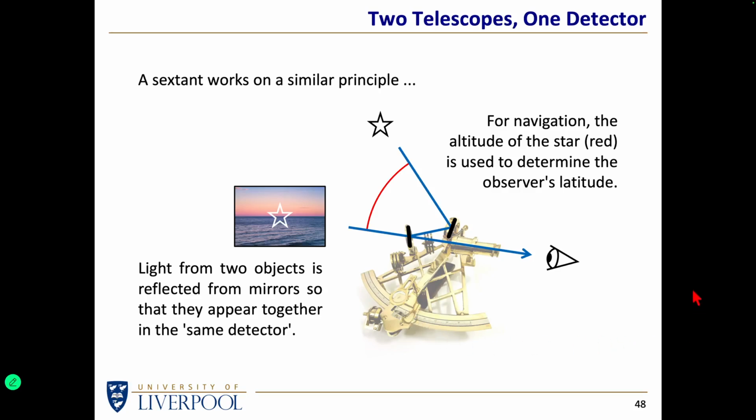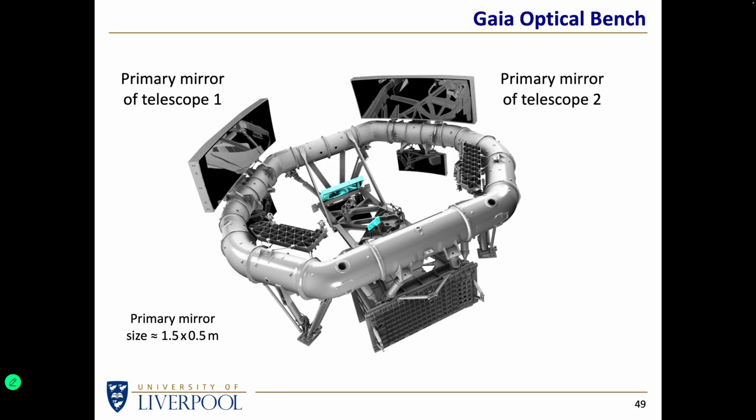But it's the same principle with Gaia. By looking at stars in two different directions through two telescopes, you can measure the relative angle between those two stars extremely accurately. So that's what a naked Gaia looks like. Mirror 1 on the left, mirror 2 on the right. The mirrors are rectangular, which gives us very high precision in one direction. We're not so fussed about the precision in the other direction.